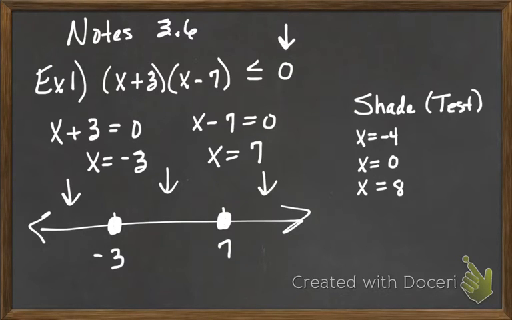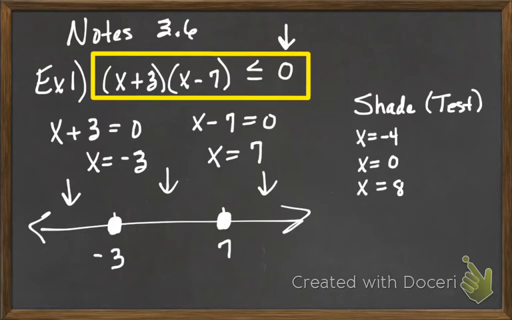Okay? Where are we plugging these numbers in? We're plugging these numbers back into the original problem. So what our original problem says is that whatever x is plus 3 times whatever x is minus 7 must be less than or equal to 0. If it is, then we know that's a solution area, and we get to shade all the numbers in that area. So if we do -4, okay, again, don't overuse your calculator here.